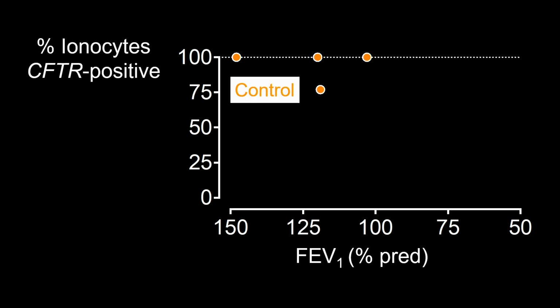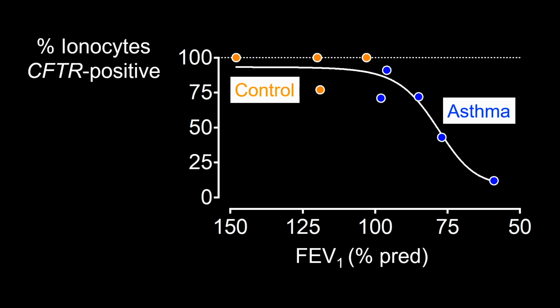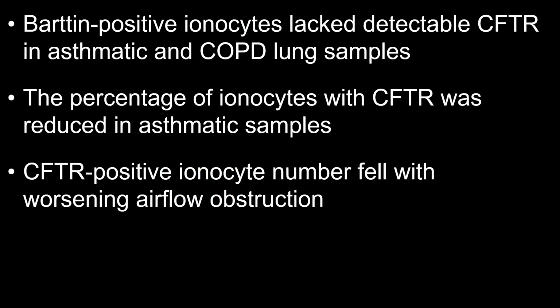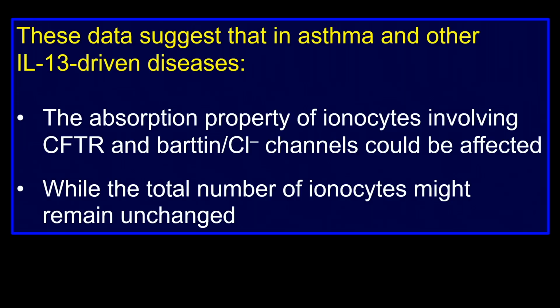And we saw a very similar pattern for the 4 control subjects. What was interesting is if you looked at the asthmatic subjects, we found that as the percentage of ionocytes that were CFTR positive decreased, we saw a worsening of airflow obstruction, suggesting some relationship with disease activity. So Barton-positive ionocytes lack detectable CFTR in asthmatic and COPD lung samples. Percentage of ionocytes with CFTR was reduced in asthmatic samples, and CFTR-positive ionocyte number fell with worsening airflow obstruction.